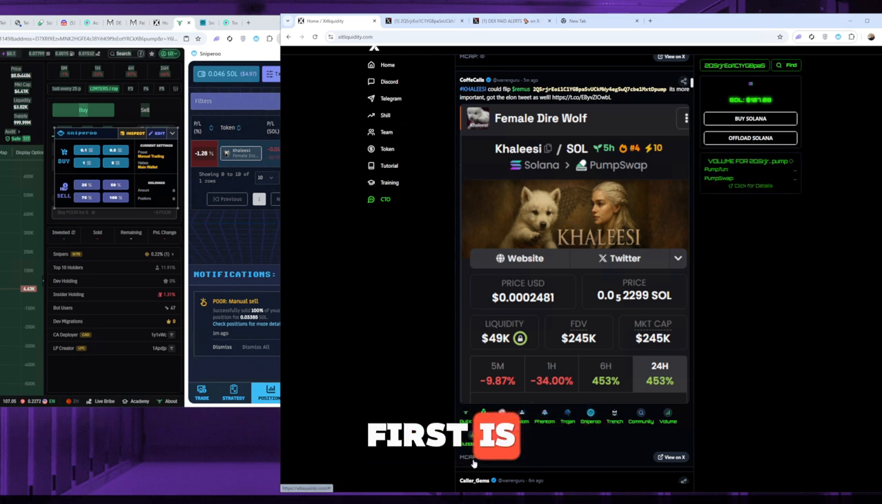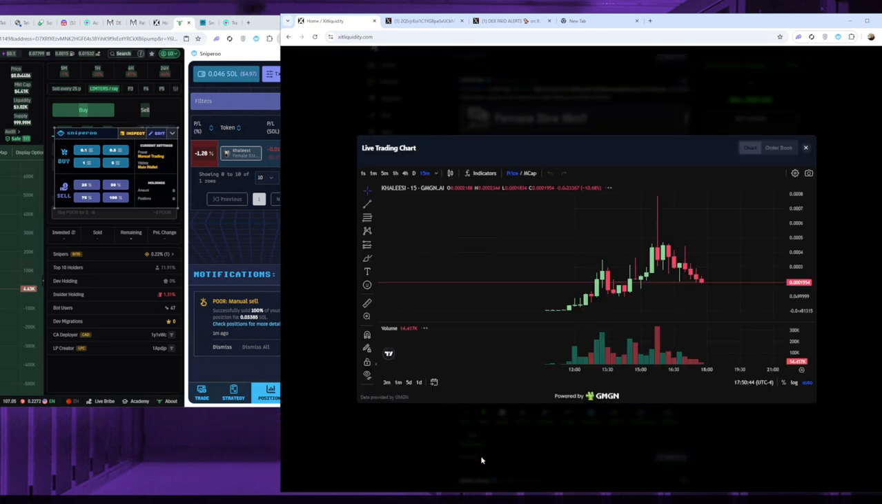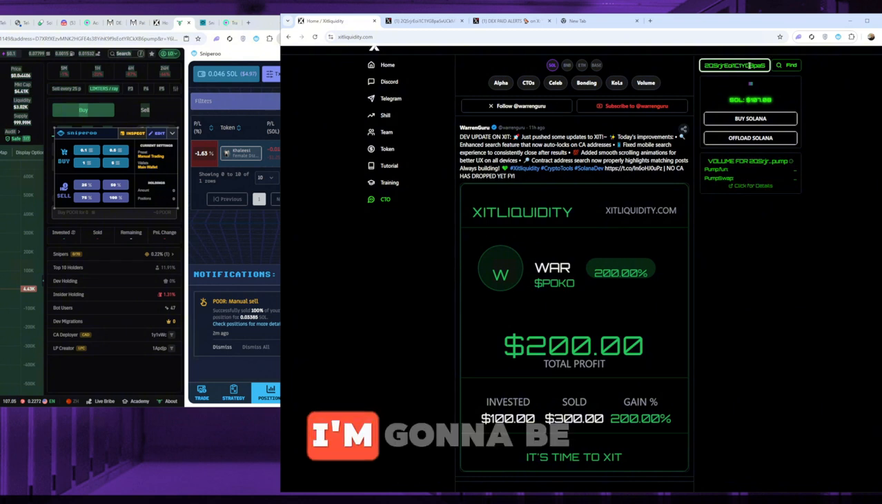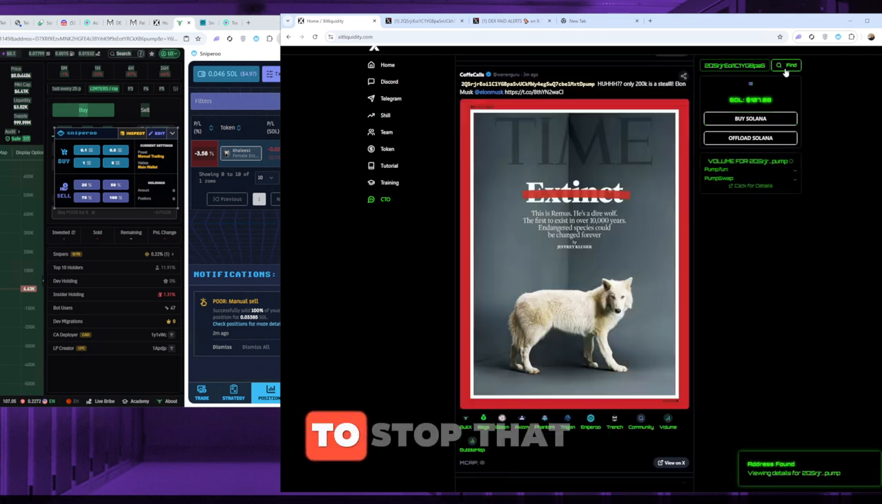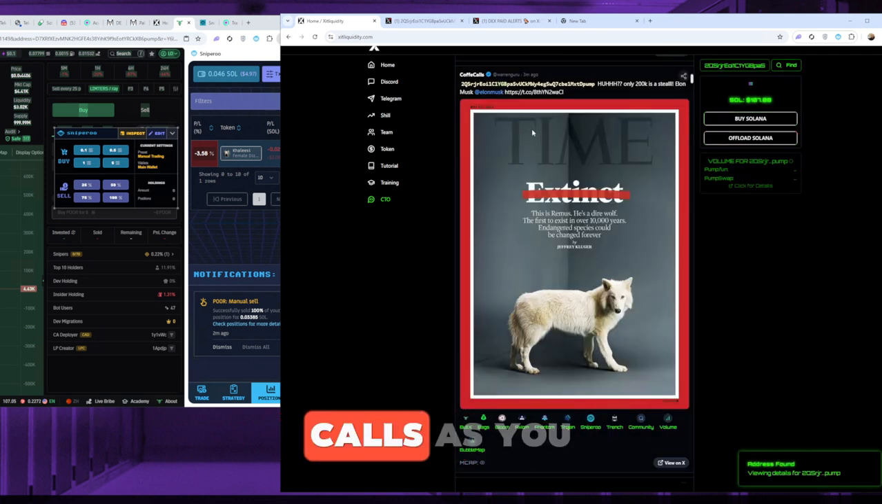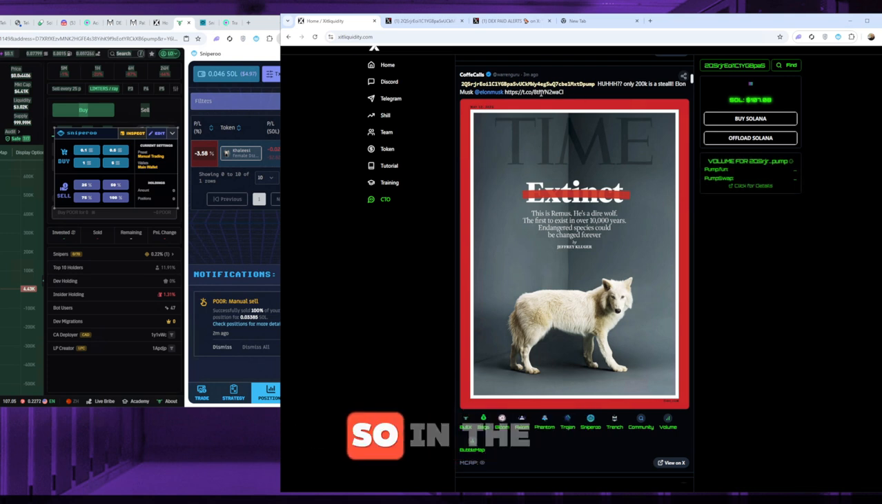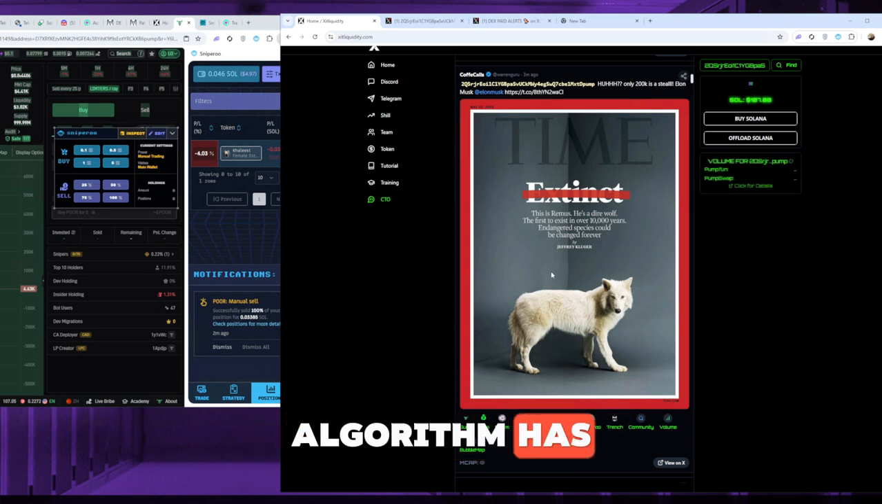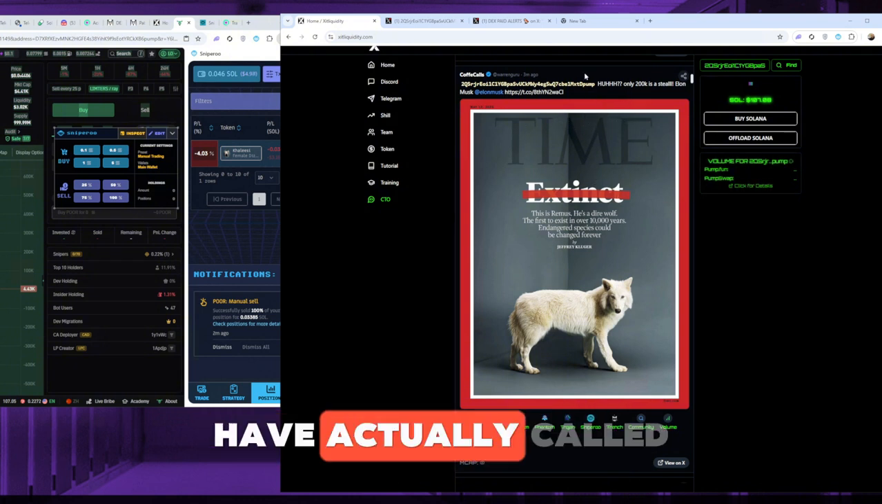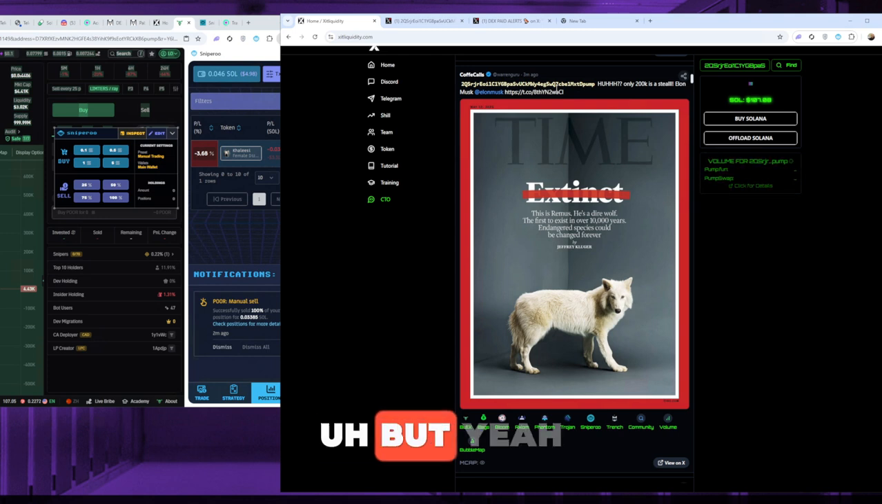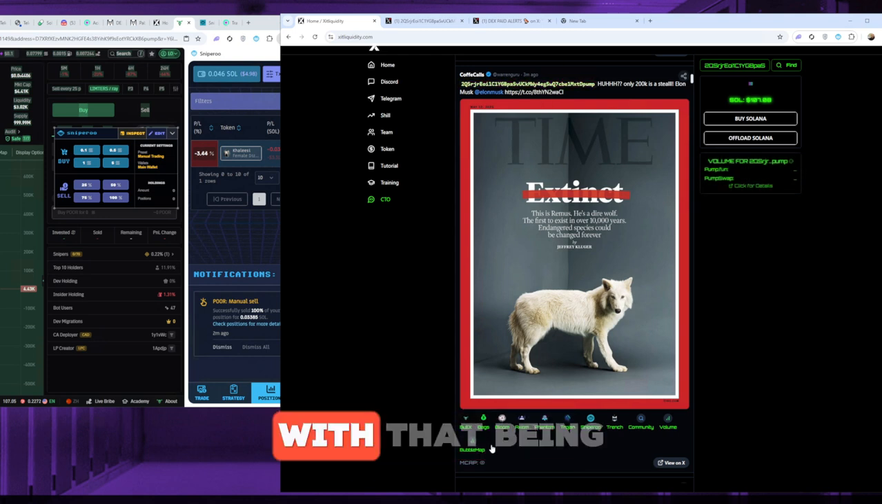First thing first, you can check the market cap by just clicking on it. I'm going to be able to fix that, by the way. Whenever you see the actual feed refresh on you, you'll be able to stop that. But it's getting a lot of calls, as you can see. I'm also going to make it so the search will allow you to see how many calls the algorithm has seen on the CA. That way, not only do you get to find it in the search, but you can find out how many people have actually called it. With that being said, we can go into market cap by simply clicking on the MCA, and that'll open up the market cap.